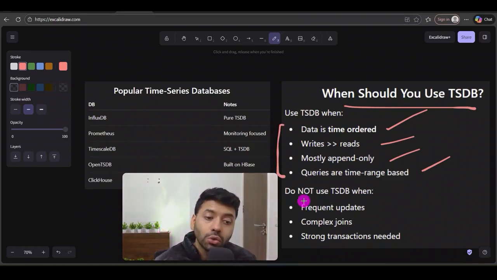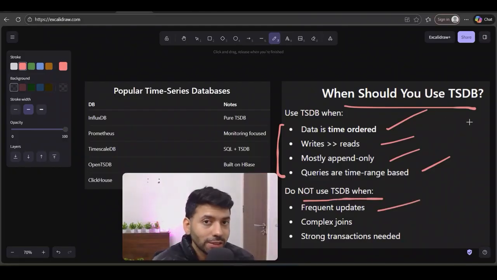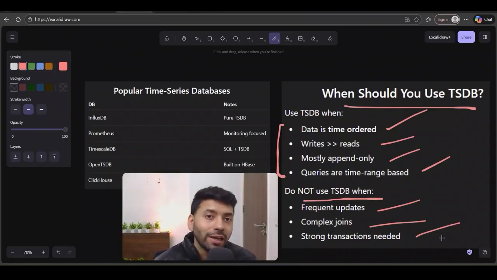Now when not to use time series database: when you have frequent updates, because in time series database writes are strictly based on append only. You should not use time series database when you have complex joins. Another thing is you should not use it when you require strong transactions, like strong ACID properties and strong consistency, which we see in SQL.